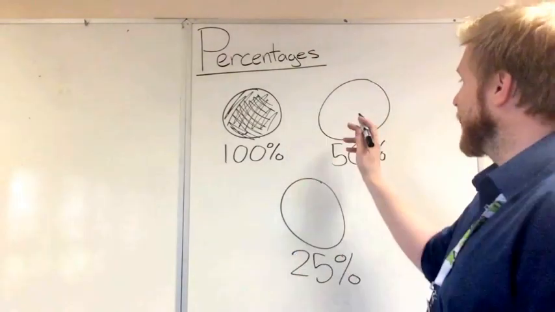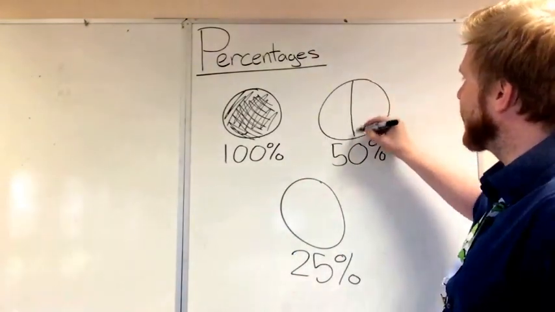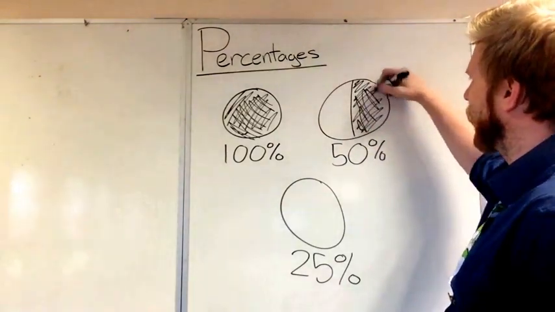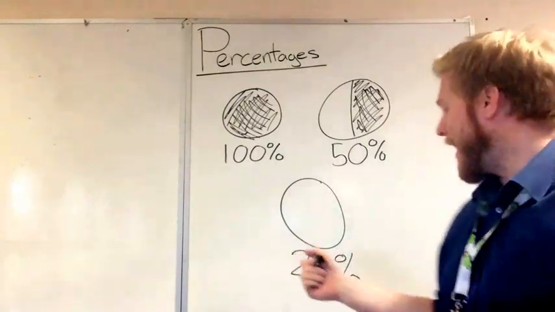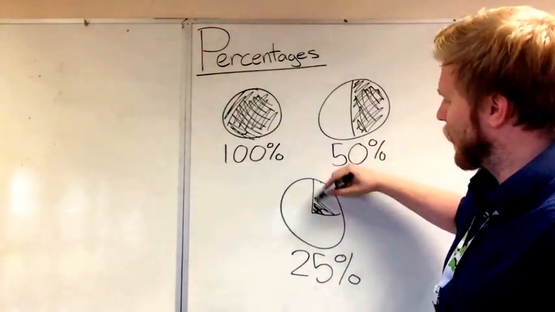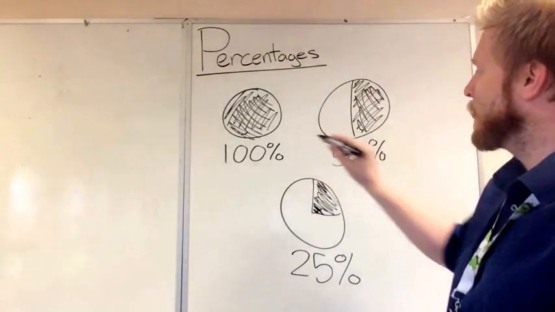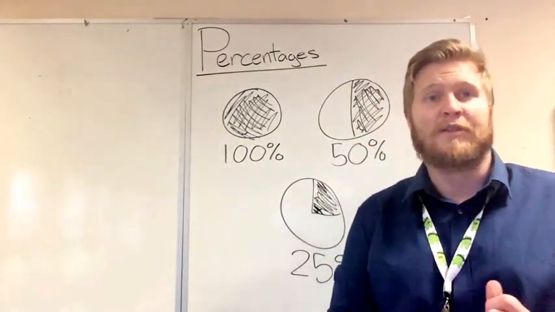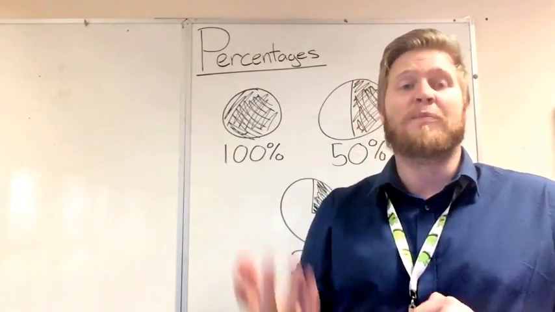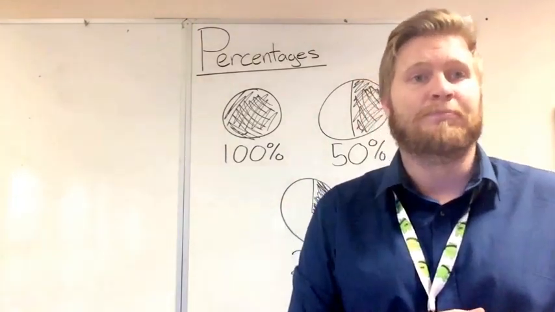Now 50% is half of 100, so 50% would mean we'd have half of the whole, okay? And 25% would be a quarter of the whole. But obviously there's more than just 50% and 25%. So we're going to look at how to find 100%, 50% and any other percent of lots of different numbers.